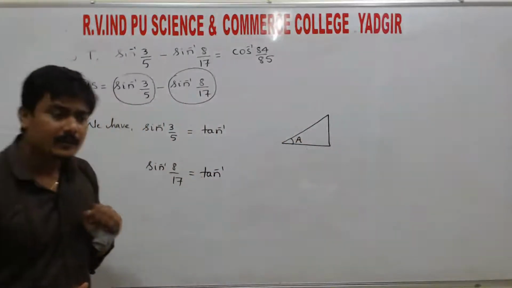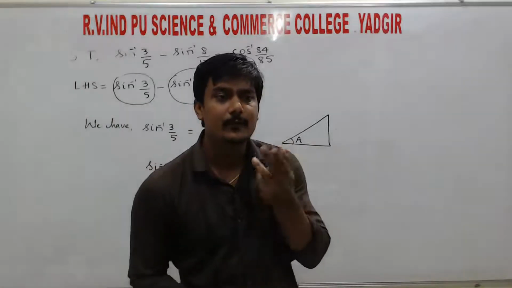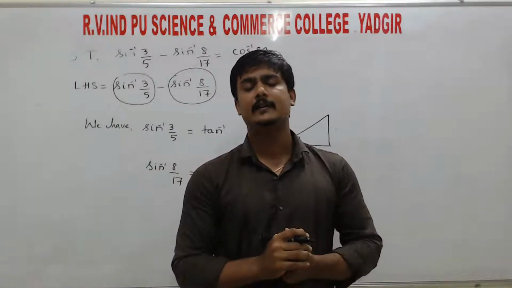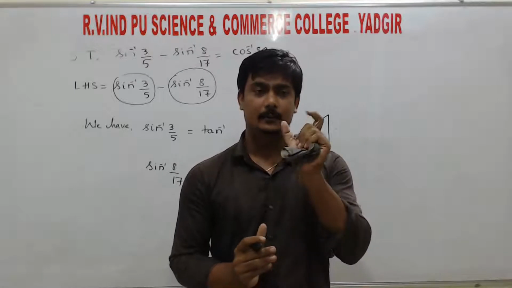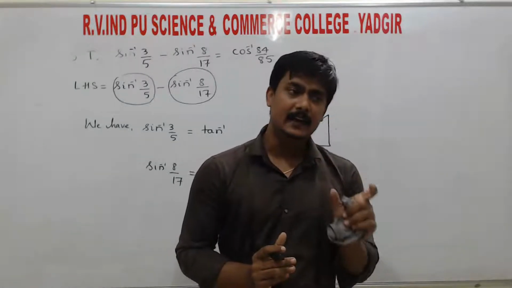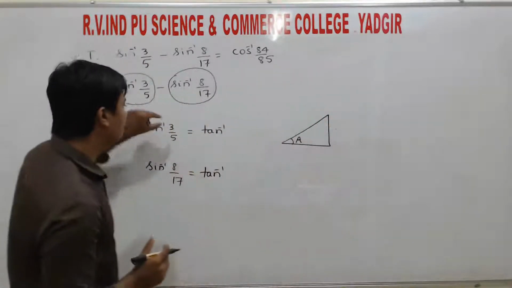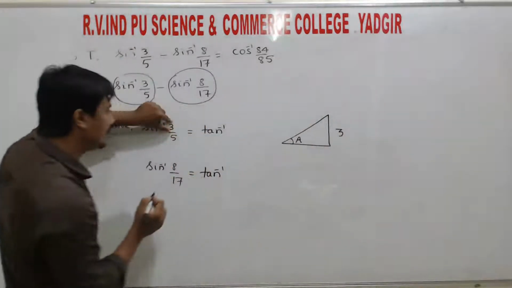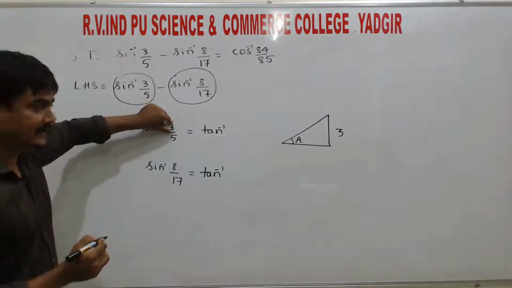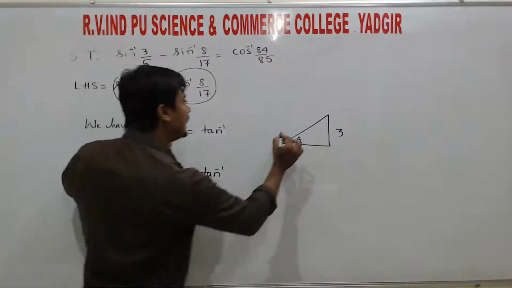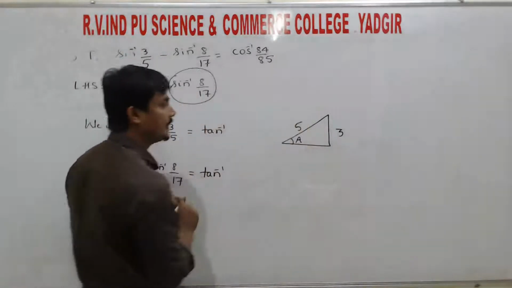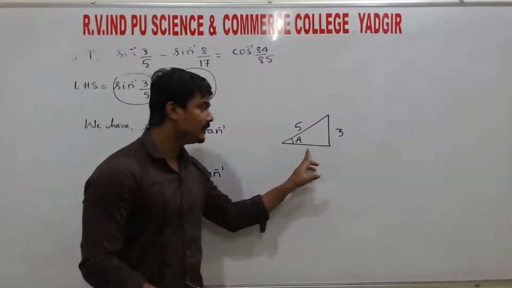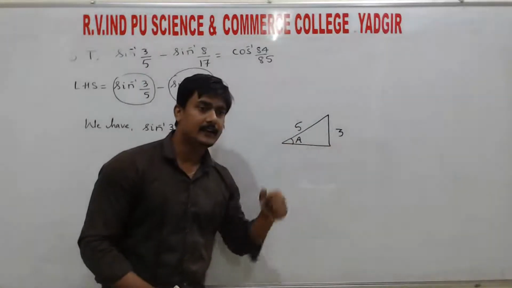We remember sin theta as a ratio of two sides of a right angle triangle. What is the sin theta formula? Opposite divided by hypotenuse. So opposite side length we will take as 3. Hypotenuse side length we will take as 5. So we need to find out this adjacent side length.